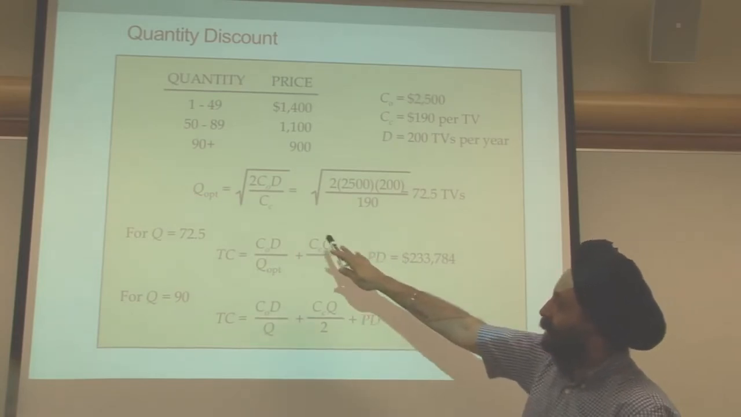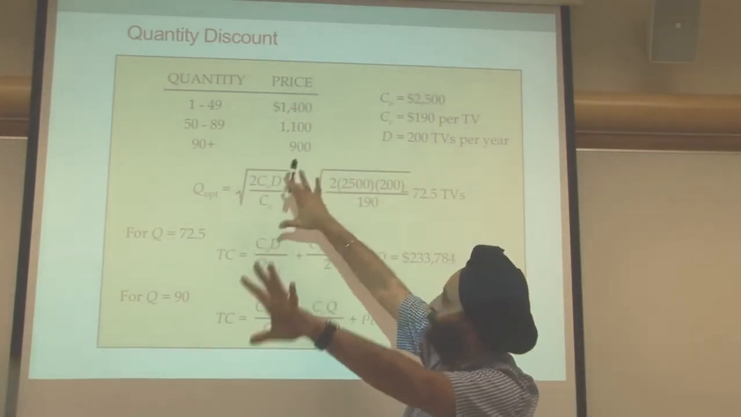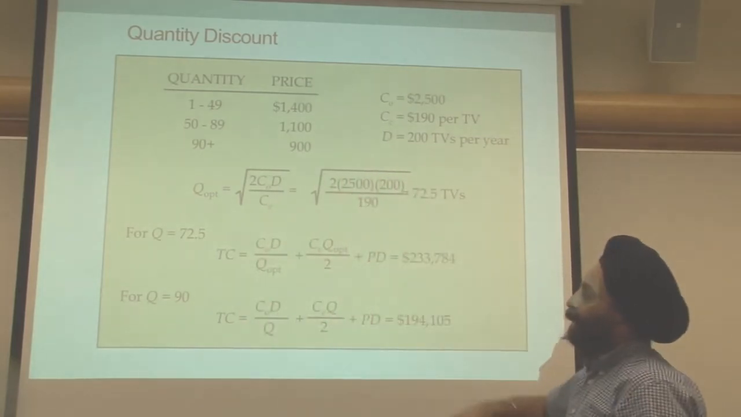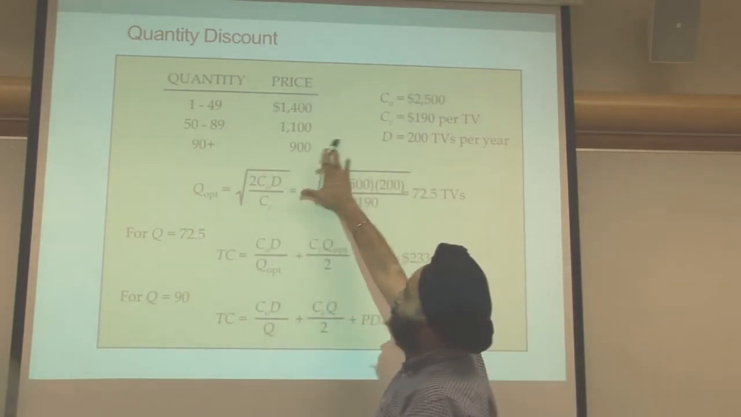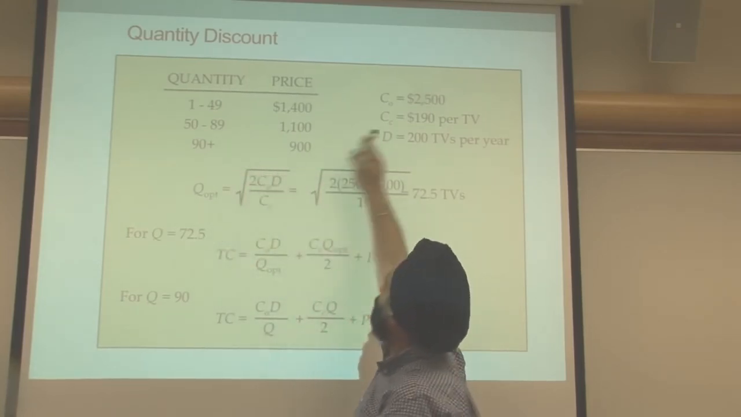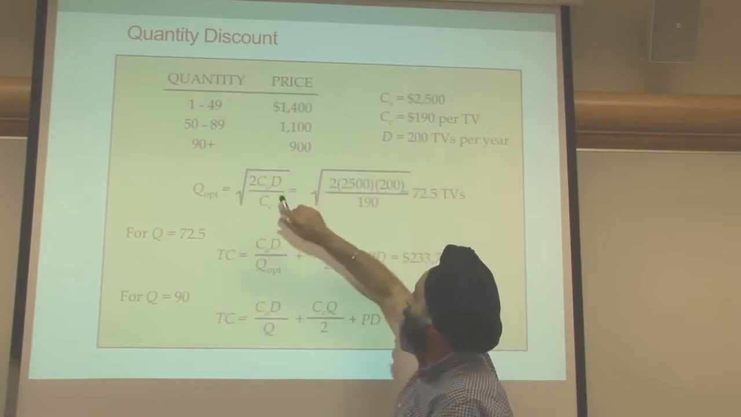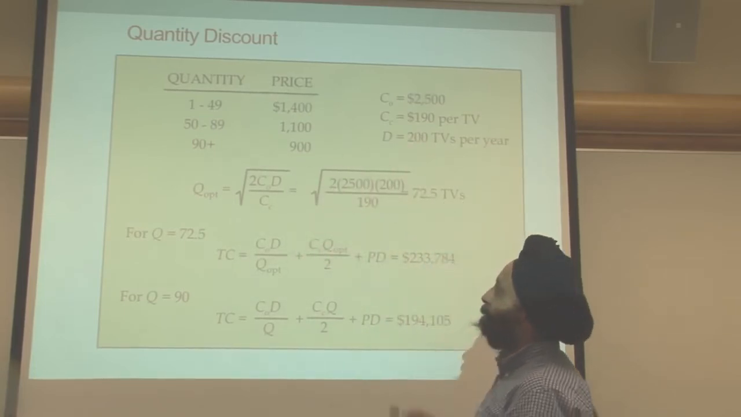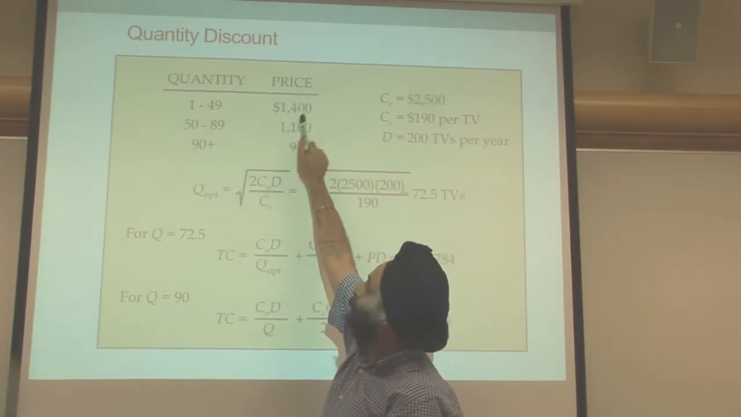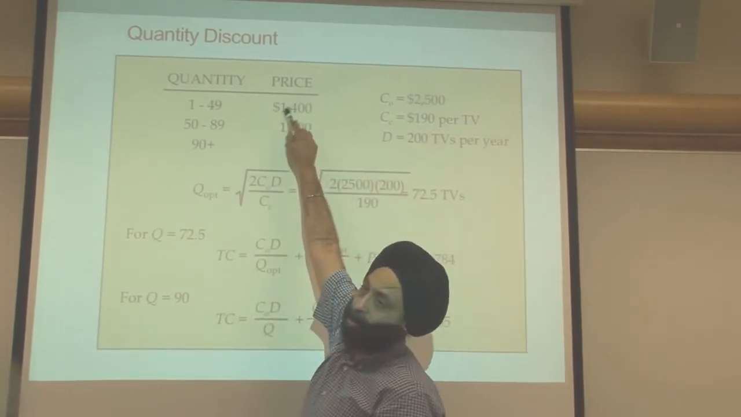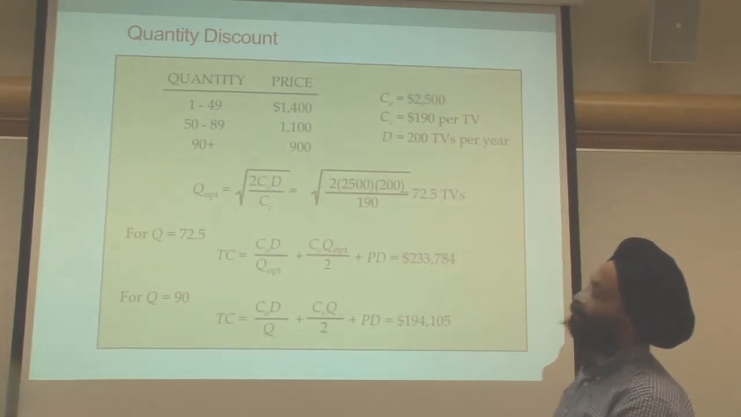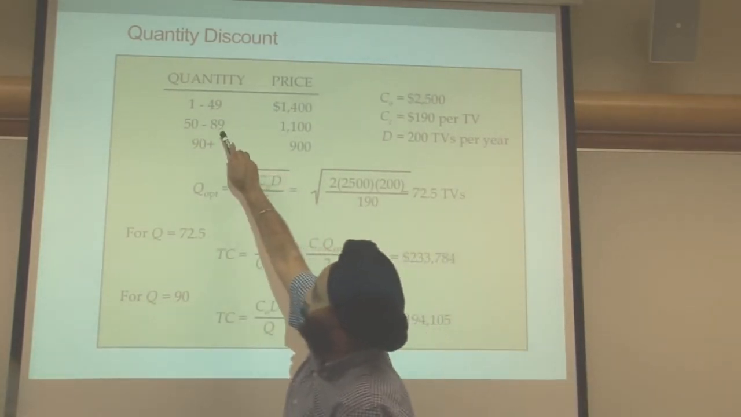So in this case, with total disregard of what the quantity discount numbers are, what is the basic EOQ quantity? By plugging in just the CO, CC, and D, you come up with 72.5. So that means you already qualify for the $1,100 price. So this one is a moot point. You don't even have to consider the $1,400 price tag because you already qualify for the second tier over here.